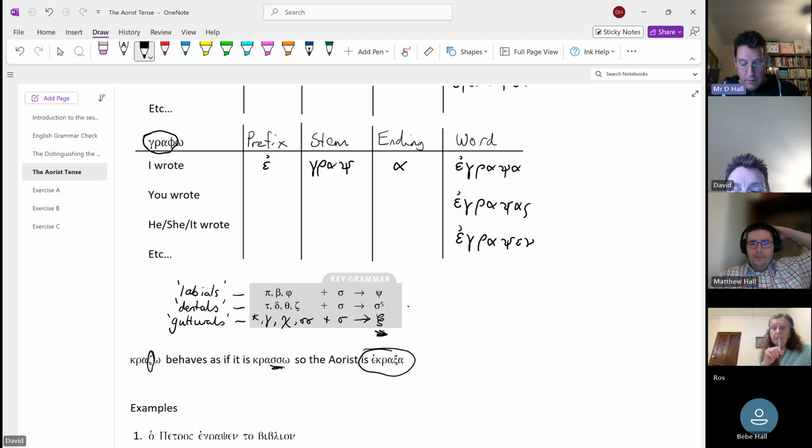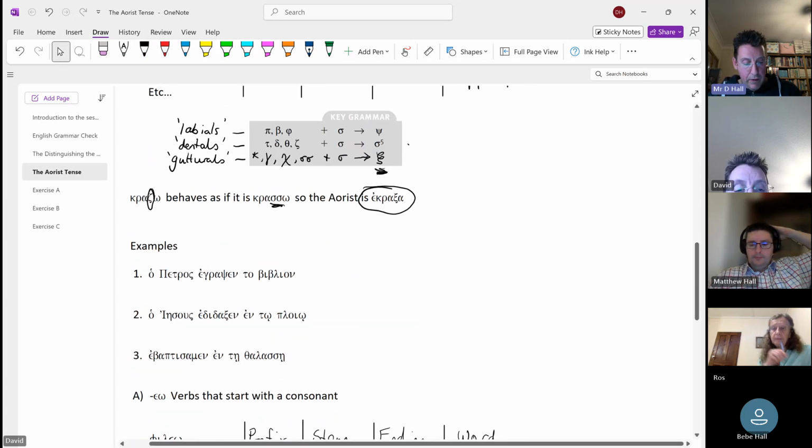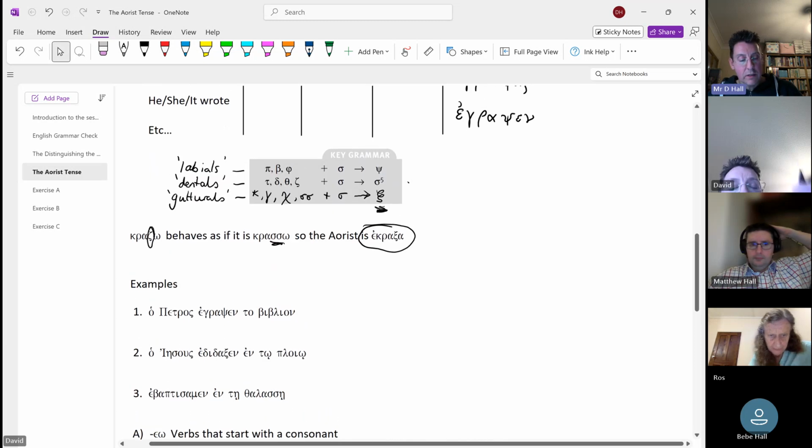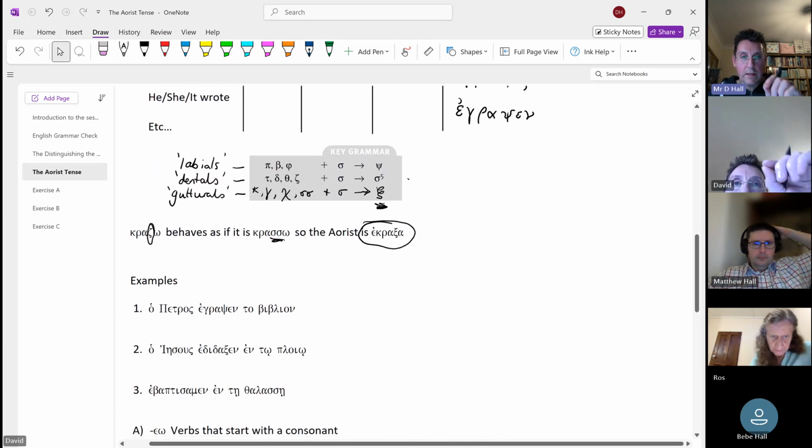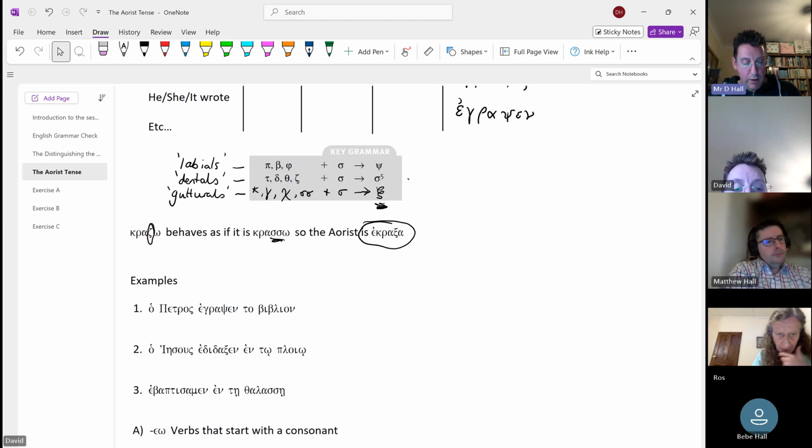So let's just very quickly do a bit of translation, and I'm going to get you to see if you can do some basic translation of verbs and turning them into the endings that they need. So I think that will be quite good.